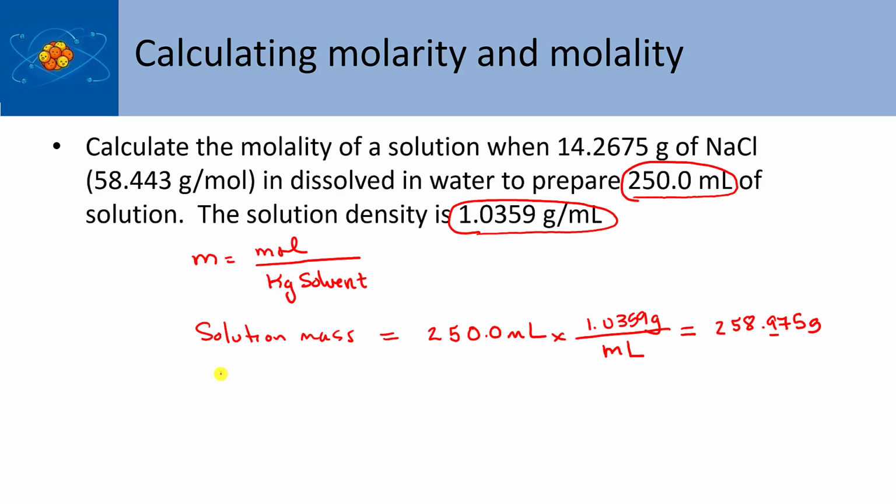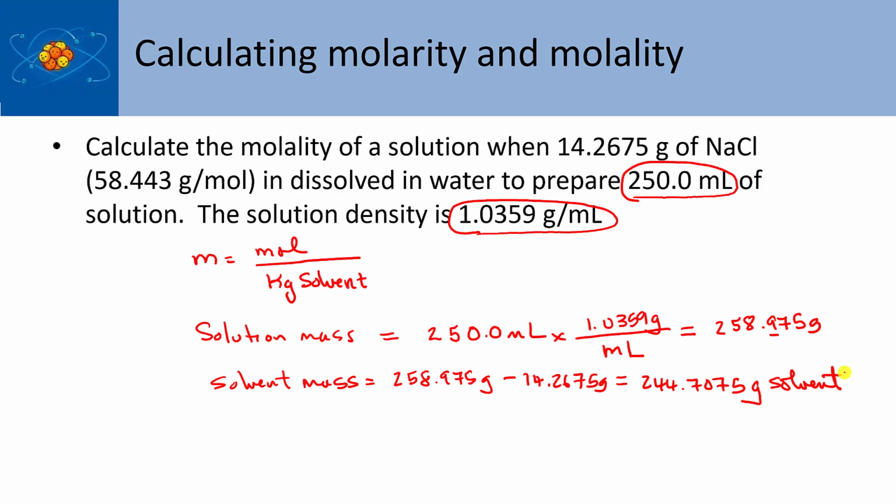And then the solvent mass will be 258.975 grams minus the 14.2675 grams of sodium chloride. That leaves us with 244.7075 grams of solvent.